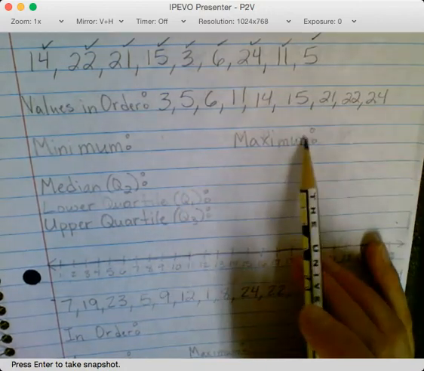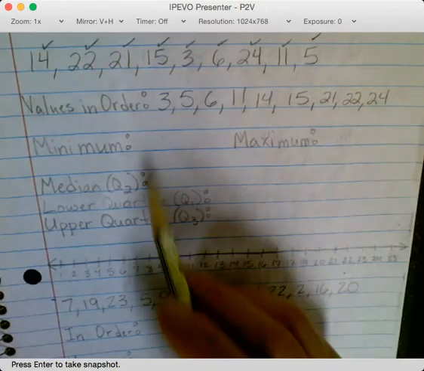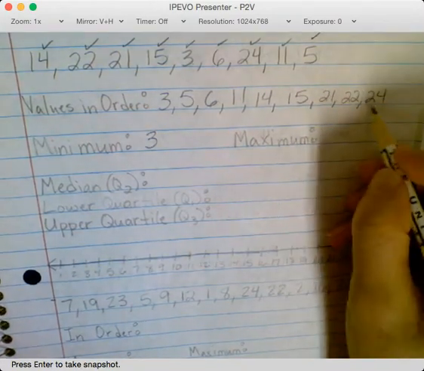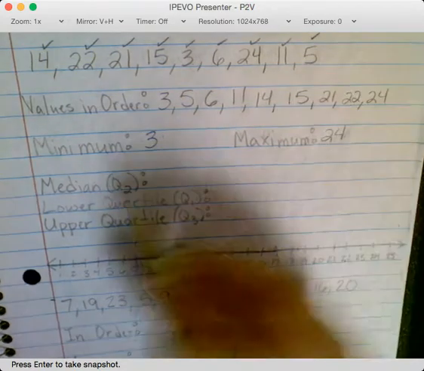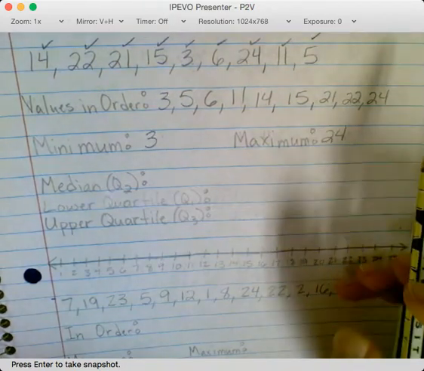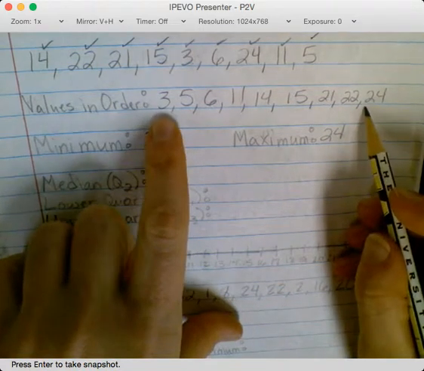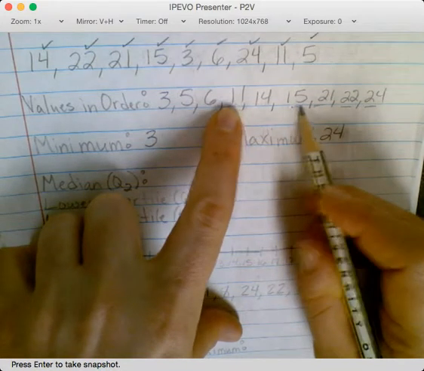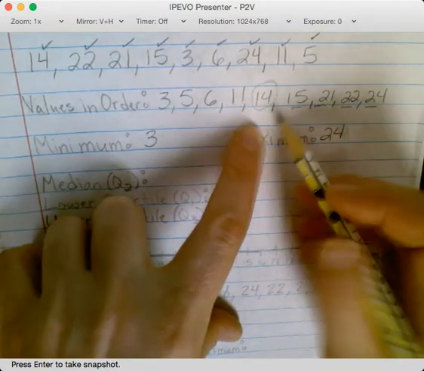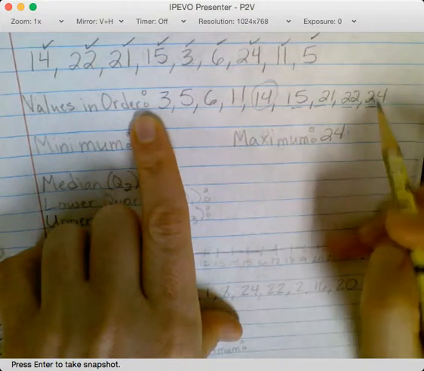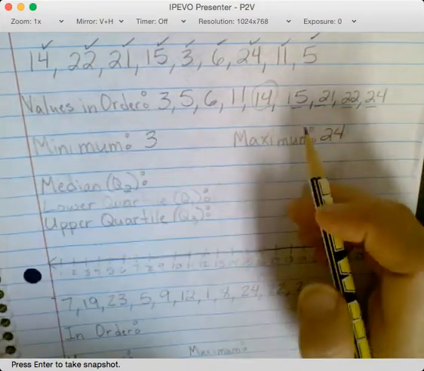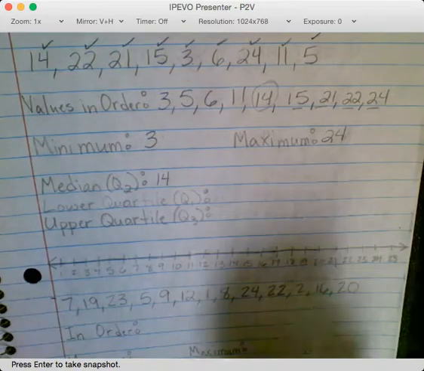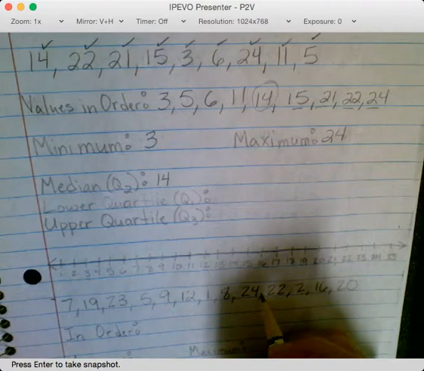They're all in order. So now I find the minimum, which is the smallest number, so that's just 3. The maximum is the highest number, and that's just 24. The median, if I count to the middle, so I can go 1, 2, 3, 4, 5 both ways. So I went 5 in both ways. My median is 14.